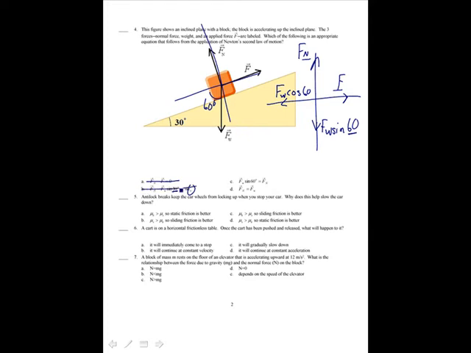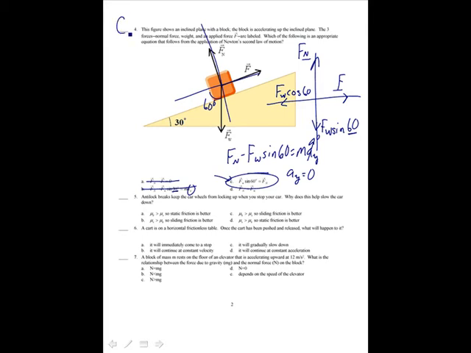Fw sine 60 is equal to Fn. Alright, that is true, and this is only because the acceleration in the y direction is 0. So if we have Fn minus Fw sine of 60 equals may, this goes to 0, so then we can say that this is true as well. So the answer is C.